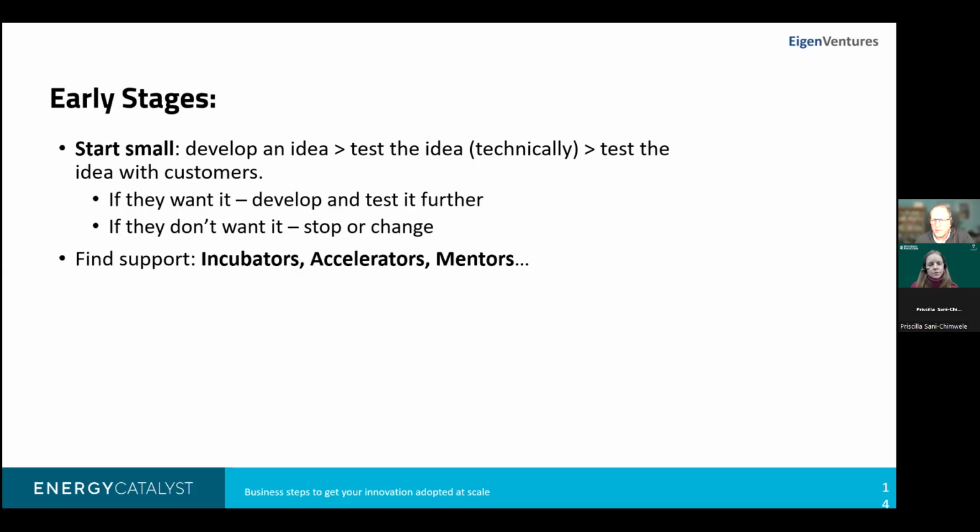Find support. I think it's very, very important. There are incubators, accelerators, different organizations that can help. There's the design challenge accelerator, which Sean will talk to you about later. Try and get into that. That's a very good way of getting the initial support.